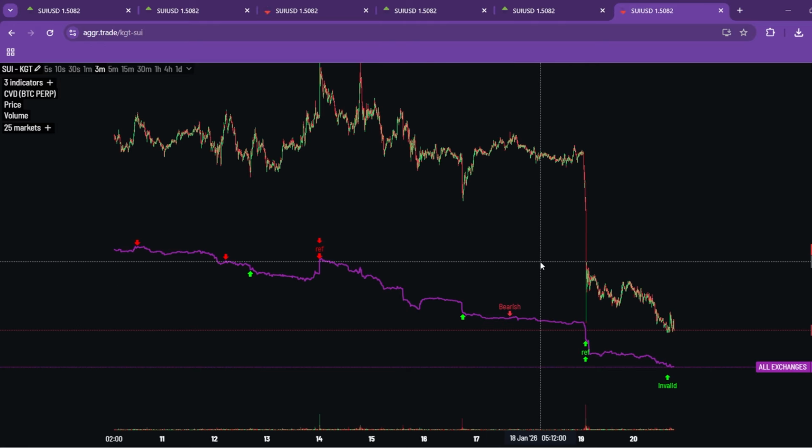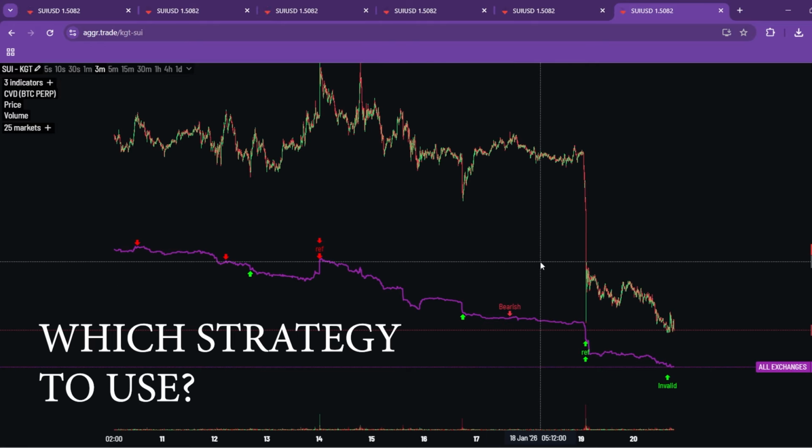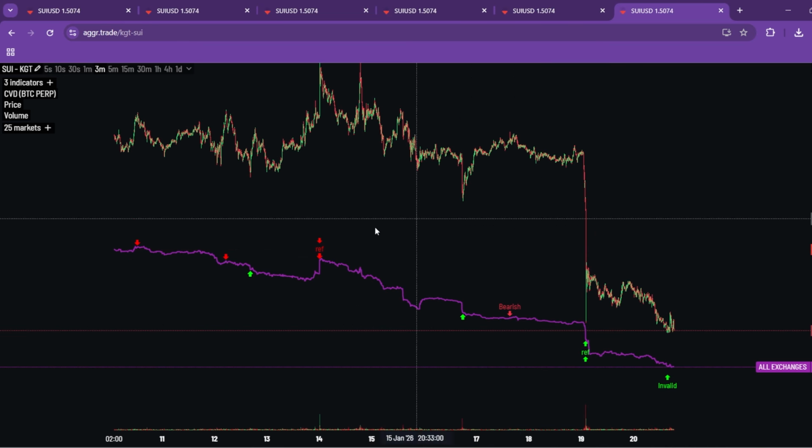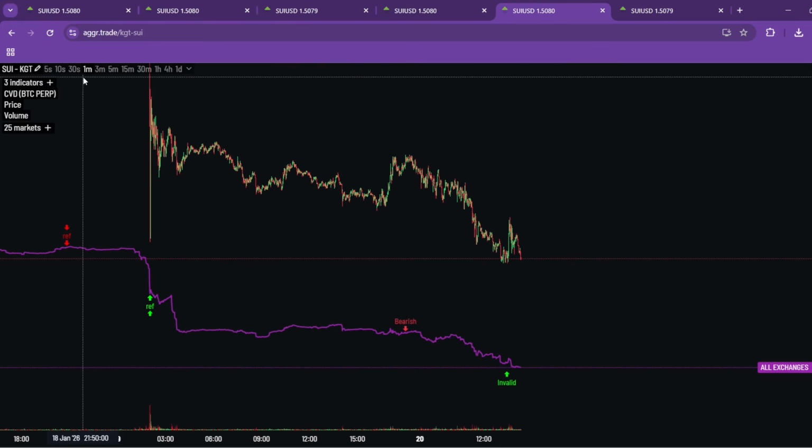So for the long term and for the short term, meaning you can use KGT in both strategies. If you are mid-term, long-term, you can use this simple 3-minute chart here, or 3-minute time frame, or even the 1-minute time frame as well.